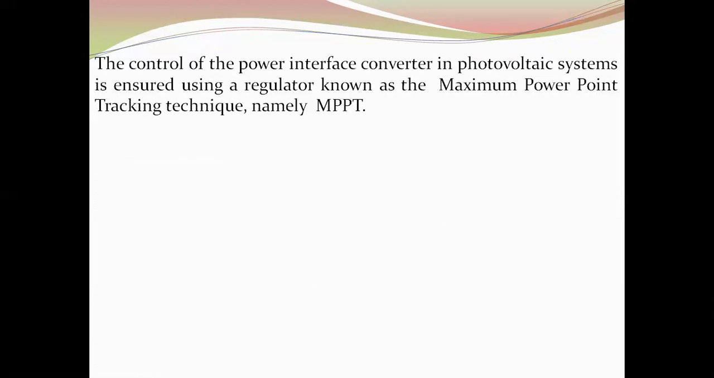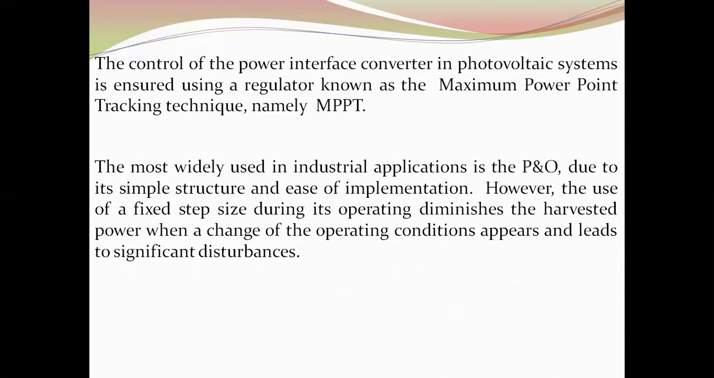Introduction. The control of power electronic interface converters in photovoltaic systems is ensured using a regulator known as the maximum power point tracking technique, namely MPPT. The most widely used in industrial applications is the P&O due to its simple structure and ease of implementation.